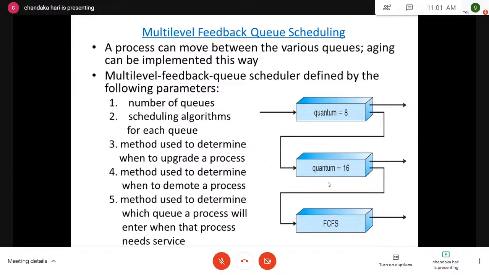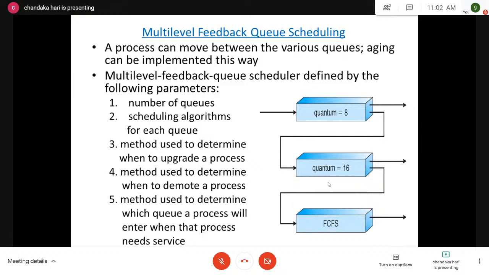A process can move between the various queues, depending on the priority, and aging can be implemented. In order to implement this, no job suffers from starvation. Why? Because after waiting some amount of time, the job may be promoted to high priority. So no job suffers from deadlock or starvation.